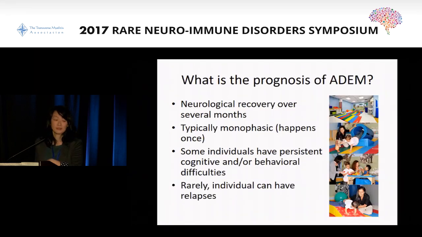So what is the prognosis of ADEM? I know this is important to a lot of you in the room when you're thinking about your loved ones. For the most part, we think of it as a pretty favorable outcome, and that's for the average person, definitely not the exceptions. Most people do well with the steroids, and over the course of several months, they may have a nearly complete recovery. Typically, it's monophasic, meaning it happens once and it doesn't happen again. But definitely some individuals can have persistent cognitive problems, sometimes very serious, and some individuals go on to have relapses of this disease.